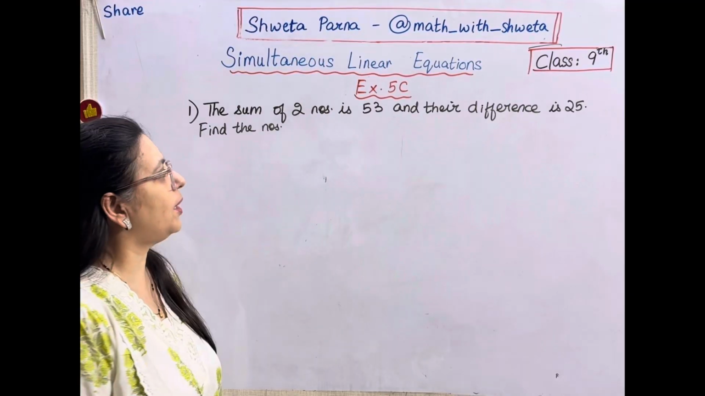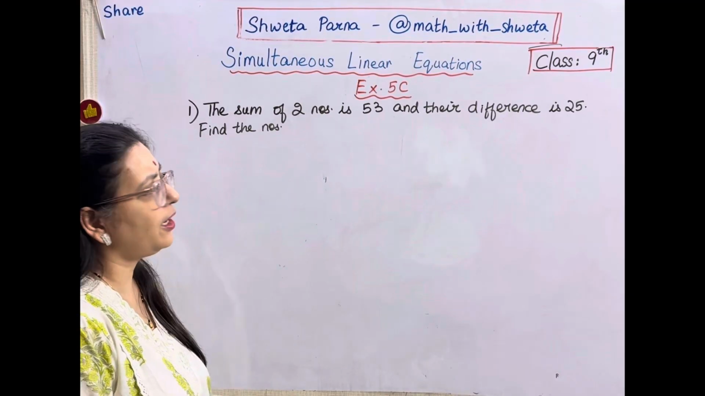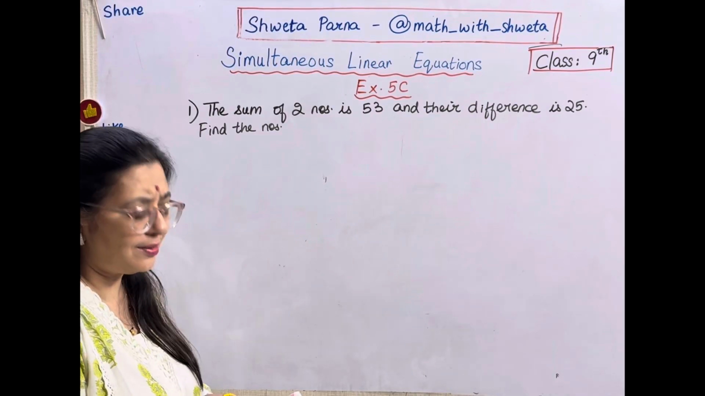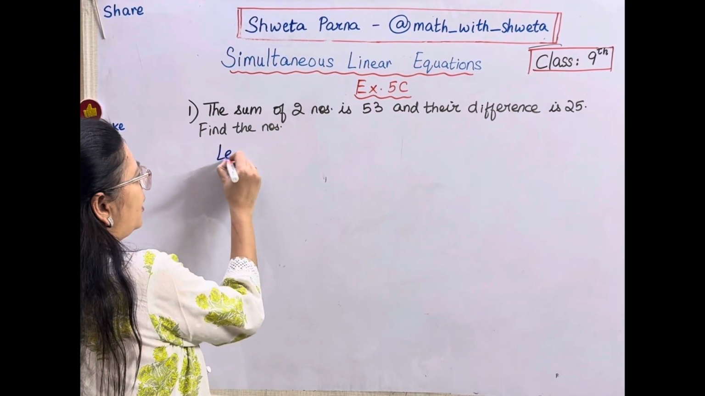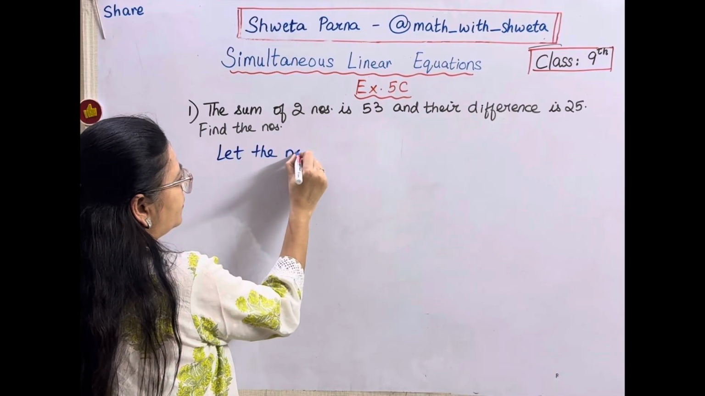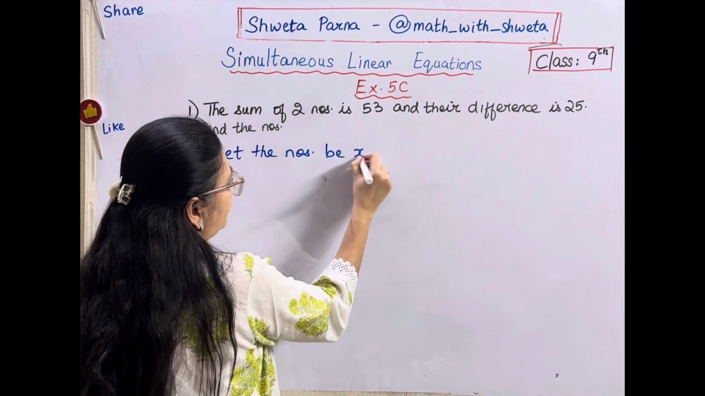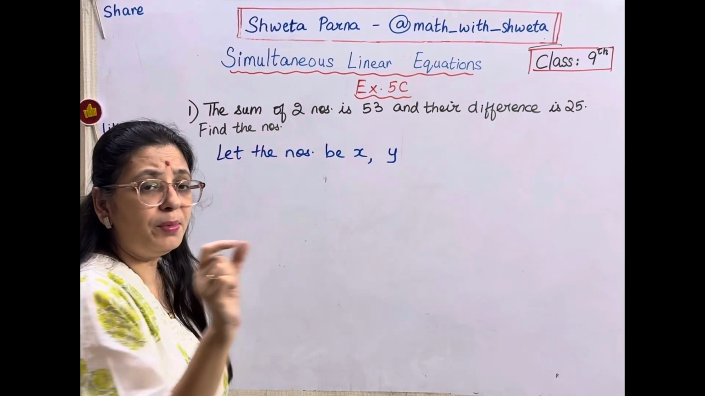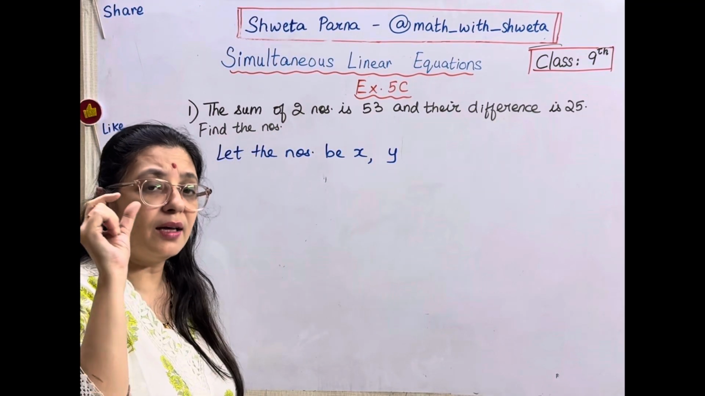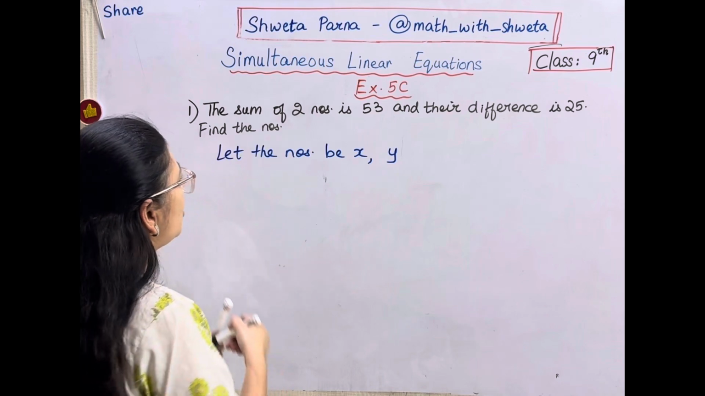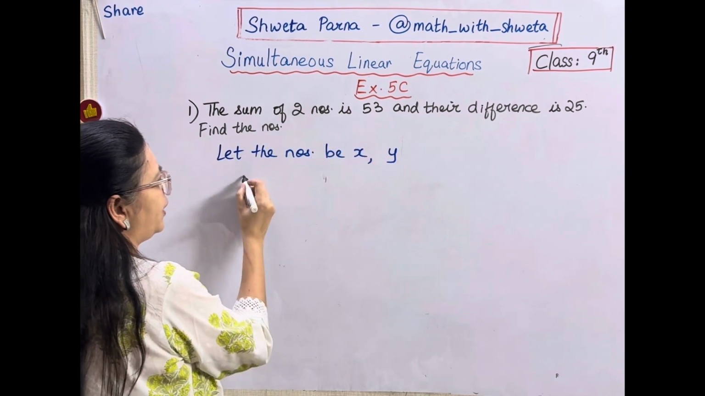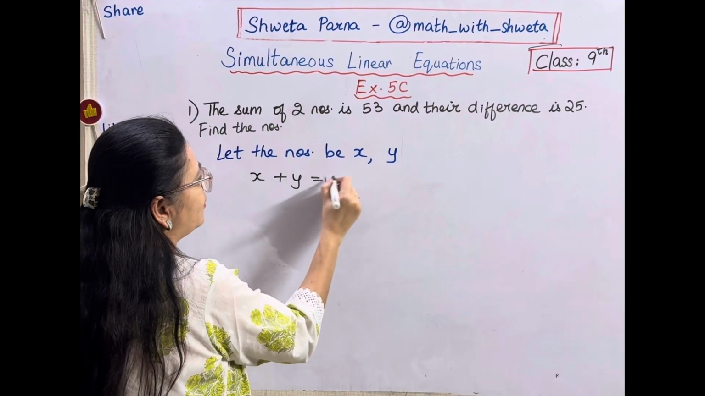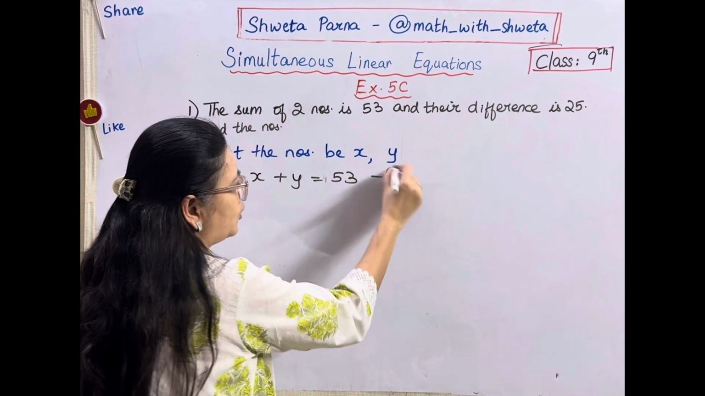The sum of two numbers is 53 and their difference is 25. Find the numbers. Since there are two numbers, let's assume the numbers be x and the other number be y. Now the sum means when you're adding two numbers, the answer that you get is called the sum. So the sum of two numbers is 53. So the first equation would be x plus y is equal to 53. This is the first equation.